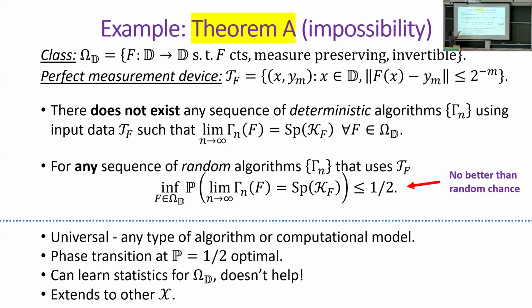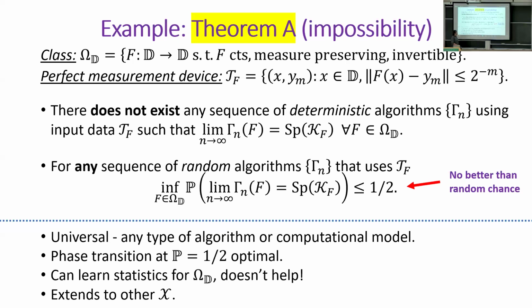I'm going to give my algorithms every possible chance of succeeding, and this will make my impossibility results stronger. So I'm going to assume my algorithm can access this data here: any x in the disk, any y_m which is 2^-m close to f of x. So it can sample f anywhere in the disk to any accuracy that it wants.